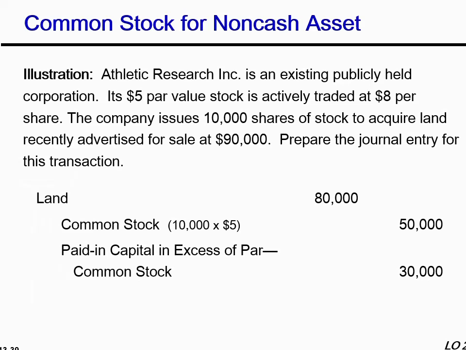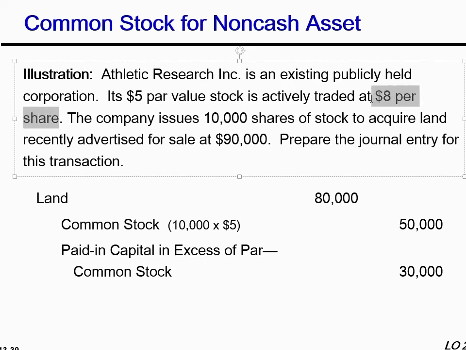Atlantic Research Incorporation is an existing publicly held corporation. It has $5 par value stock. Its $5 par value stock is actively traded at $8 per share. So yes, I got the fair market value, right? Because at this price, it is traded in the market. The company issues 10,000 shares of stock to acquire the land. So they want to buy a land and they issue 10,000 shares for that land. They did not give the cash, they issue the shares.